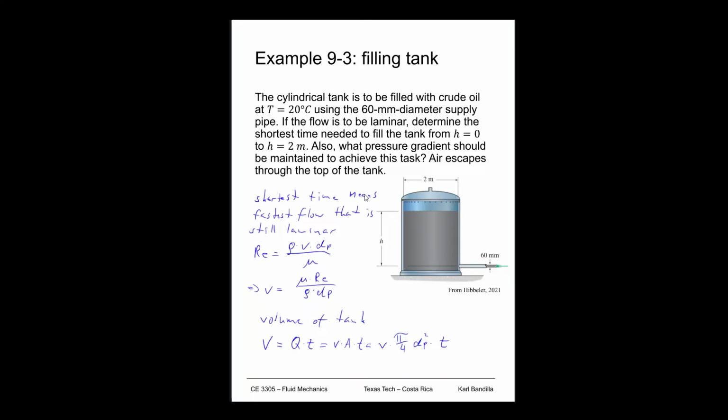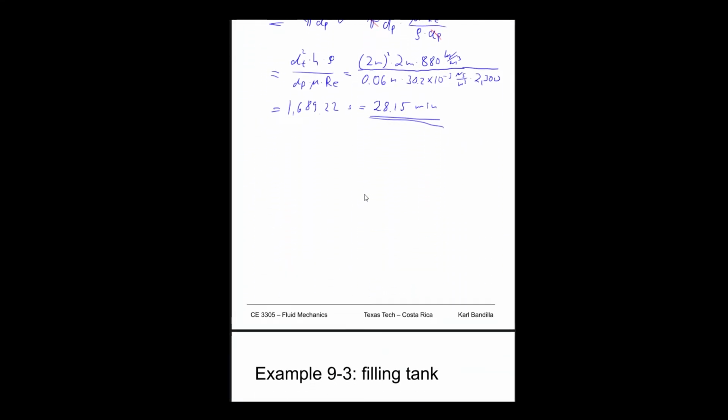The second question is, what is the pressure gradient? Well, to get the pressure gradient, we know that in a horizontal pipe the velocity is given as d, in our case d of the pipe, squared over 32 mu times delta P over L. Don't have to worry about the delta H because we have a horizontal pipe. And we also figured out that V is equal to mu times our maximum Re divided by rho times d pipe.